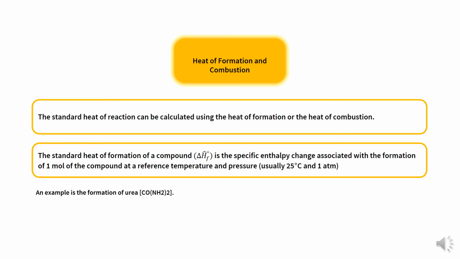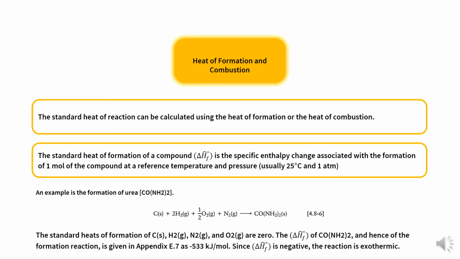For example, here is the formation of urea, and the standard heats of formation of the compounds carbon, hydrogen, nitrogen, and oxygen are 0. And the standard heat of formation for the urea, and hence the heat of the formation reaction, is negative, which means the reaction is exothermic.